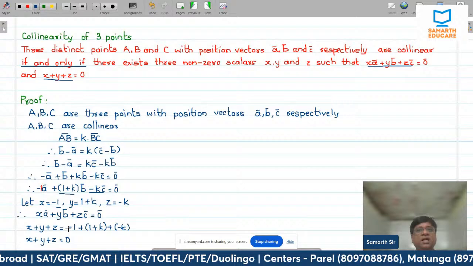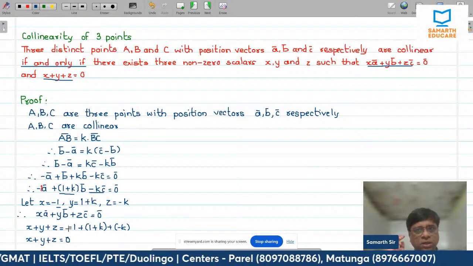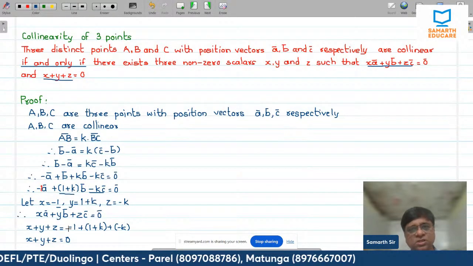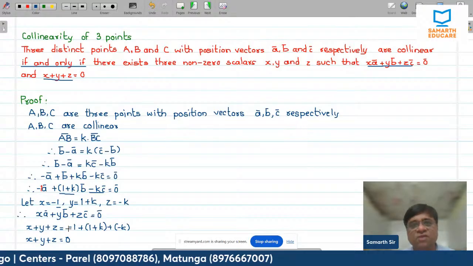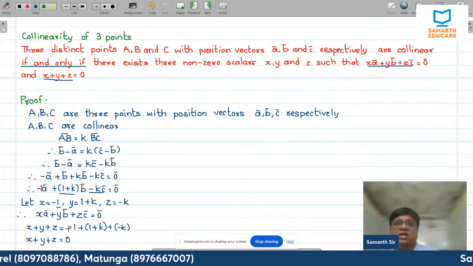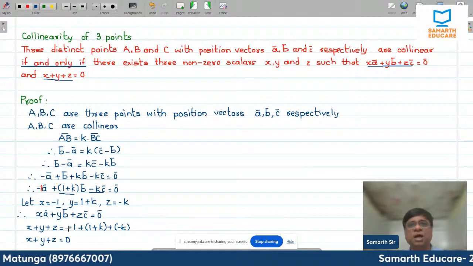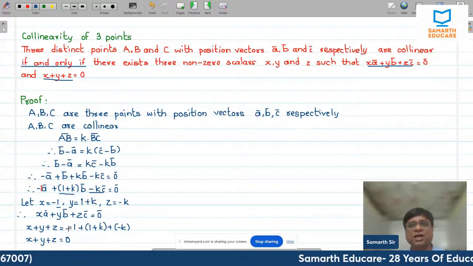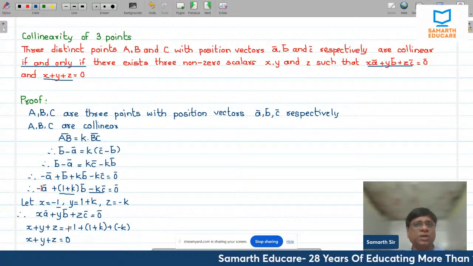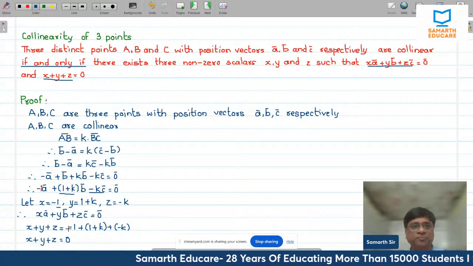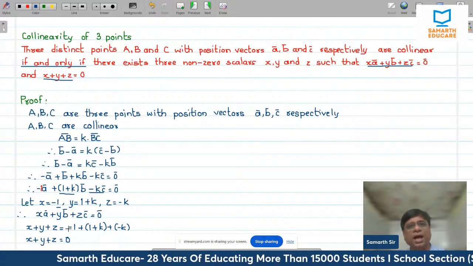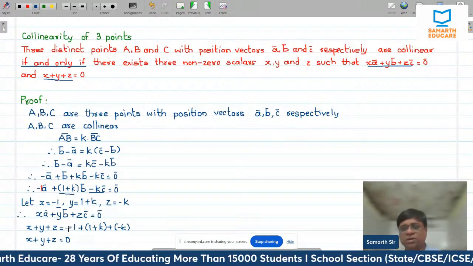So the theorem had two parts. We have to do the converse also. The converse is to be done. The first part is, if a b c are collinear, then there are two conditions to be satisfied: x a bar plus y b bar plus z c bar is equal to 0 bar, and x plus y plus z is equal to 0. All right, now that was a very important part.